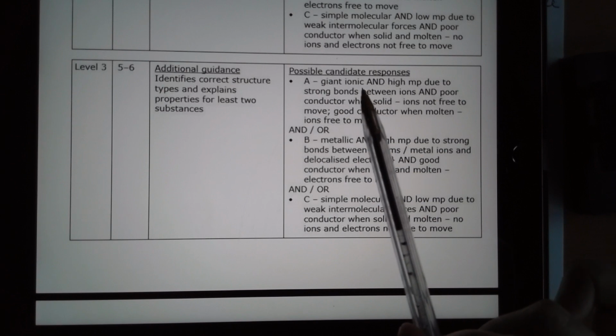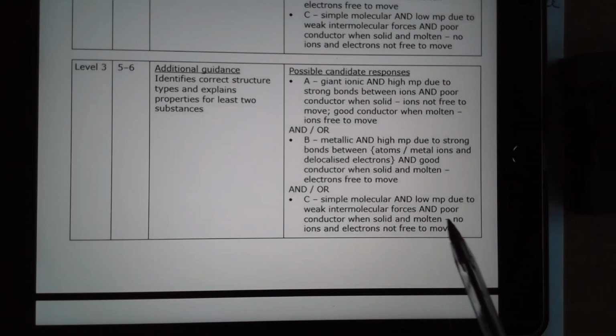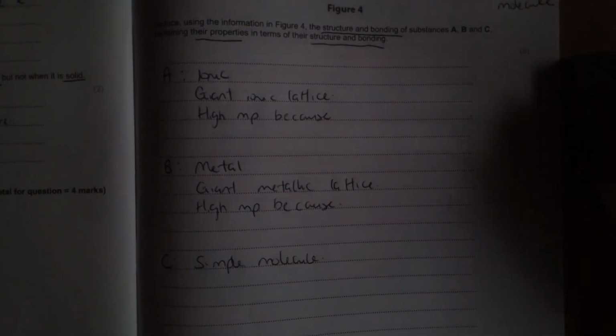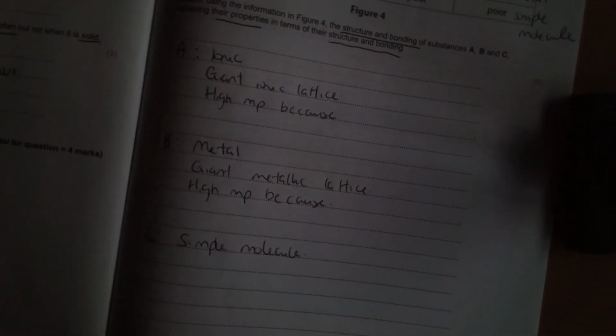Okay. If you want to do a little bit of each one, that's also going to be enough to get you to the 6 marks. Okay, so just write about what you know. It doesn't have to be even between all 3.